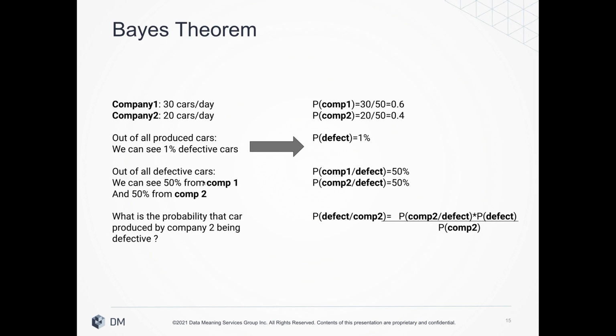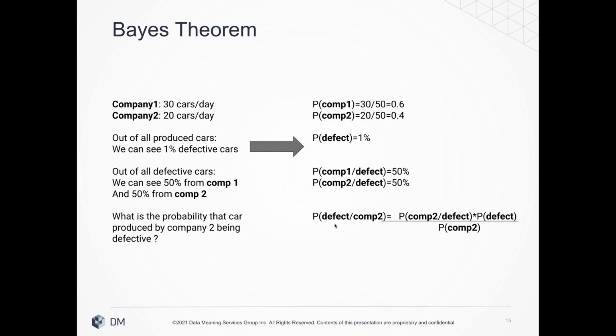And in order to be unbiased, we will assume that the probability of a car belonging to company 1 or company 2 is 50% given that those cars are defective. So the probability of company 1 given a defect is 50%, and the same applies for company 2. But when we are trying to predict an observation, the question we're trying to answer is, what is the probability that a car produced by company 2 is defective?